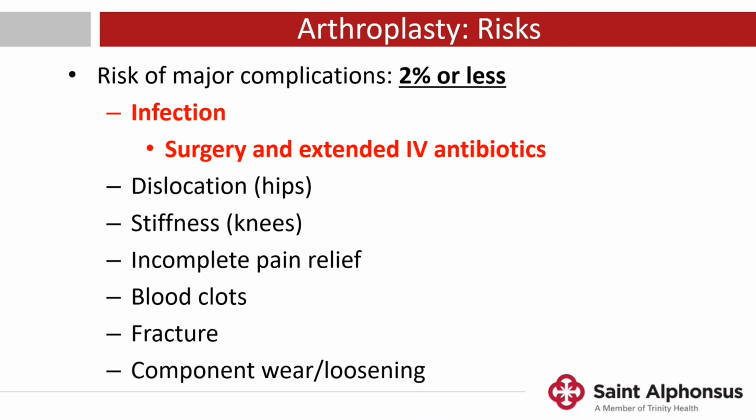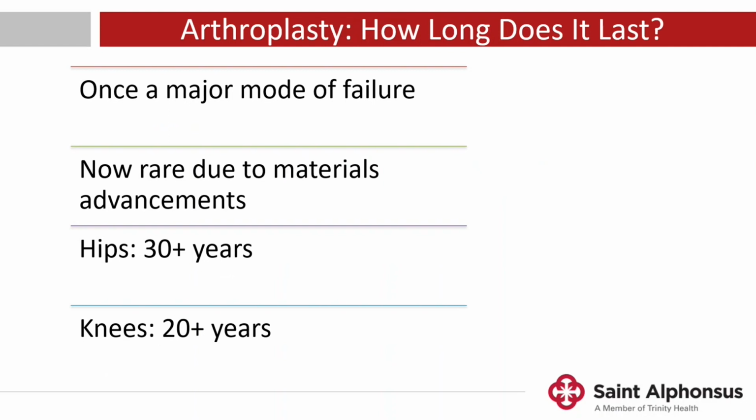And then component wear or loosening, this used to be actually a major cause of revision. And I'll slide to the next one because the topic here is how long does it last? So one of the major causes previously was that the components would wear out. This is less and less common as our advances in materials have gotten better, but it can still happen. The components can still loosen.